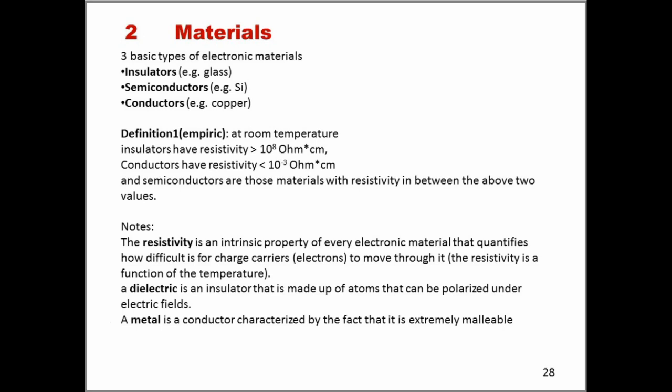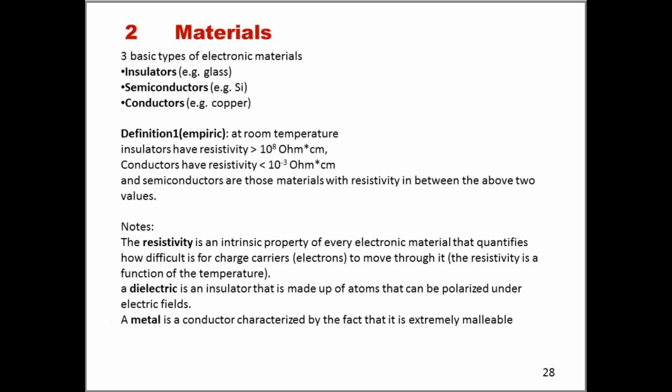Today we are going to talk about materials, as we anticipated last time. We also said last time that for this course, and in order to understand how the devices we are interested in work, we need to understand how the three fundamental types of electronics materials we know of work. These three basic types are insulators, for example glass, semiconductors, for example silicon, and conductors, for example copper.